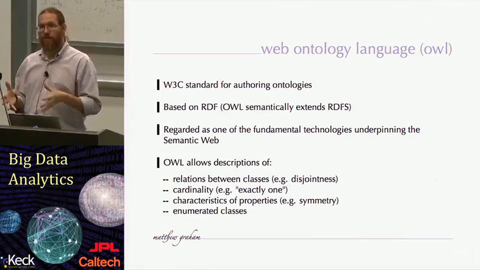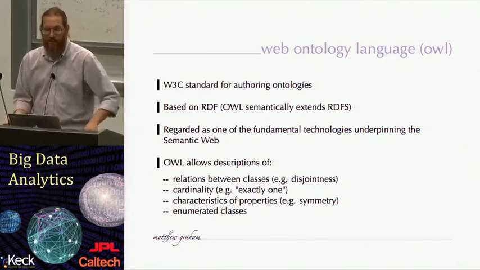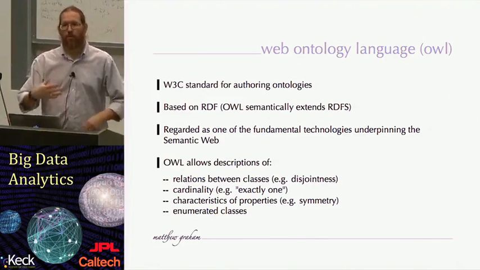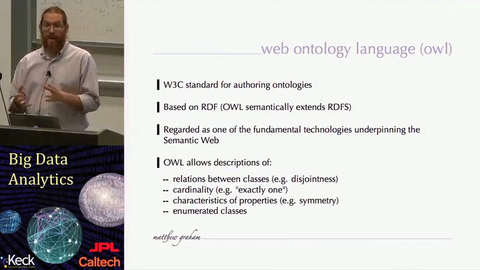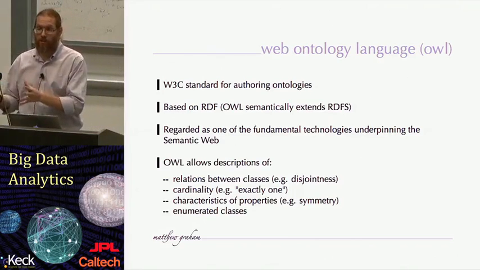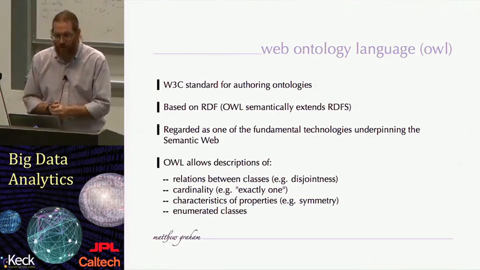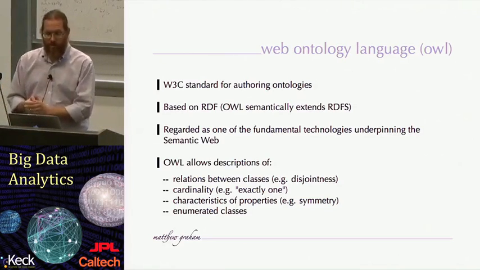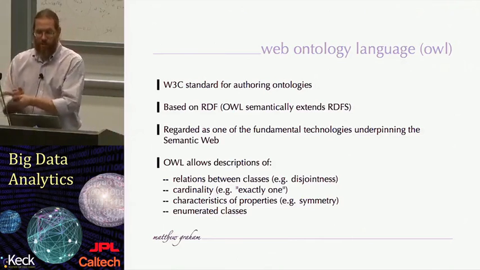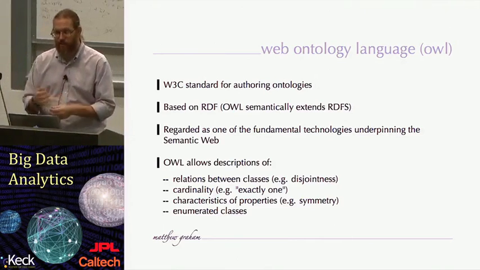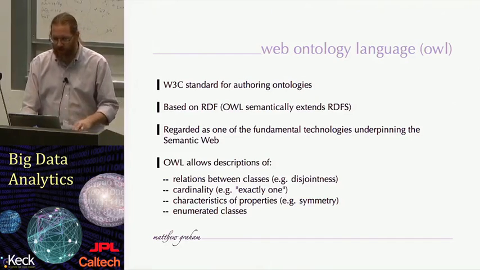An ontology is expressed in terms of RDF structures, and this is largely regarded as one of the fundamental technologies underpinning the semantic web, because it gives you the richness of expression to arbitrarily encode any set of concepts, any piece of domain knowledge into a machine processable fashion. As I said, OWL allows descriptions of relations between classes, particularly disjointness and that sort of thing. It allows you to express cardinality constraints on particular things, so you have exactly one, characteristics of properties, enumerated classes, all sorts of very powerful things.